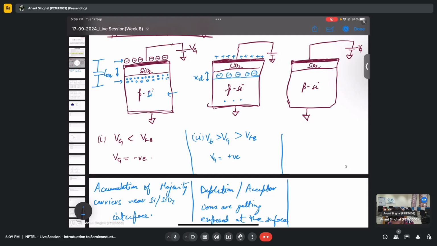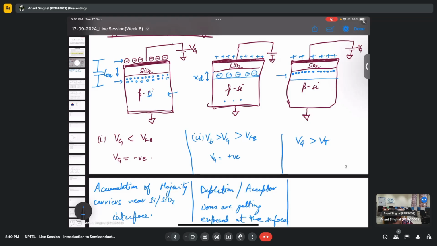And the third case we took was again VG, which was positive, but even greater than the threshold voltage. That is what I'm naming as VT. In this case, it is not even the Na minus, but the minority carriers, which are electrons. Maybe I can denote it with filled circles now, because I denoted holes with empty ones. These electrons are now getting into the picture at the SiO2 and Si interface. So basically we had a positive voltage and we had a pseudo metal gate now.